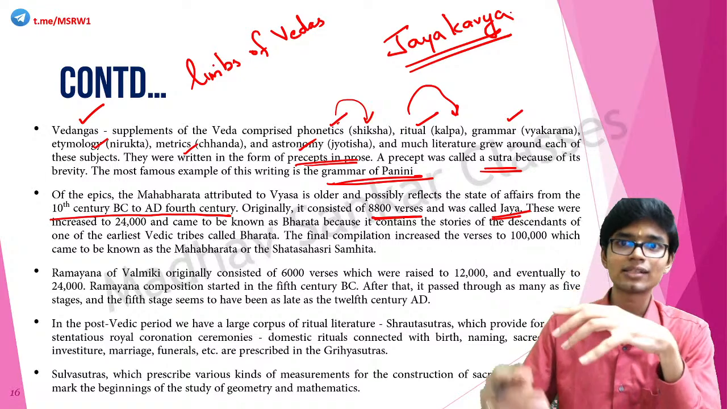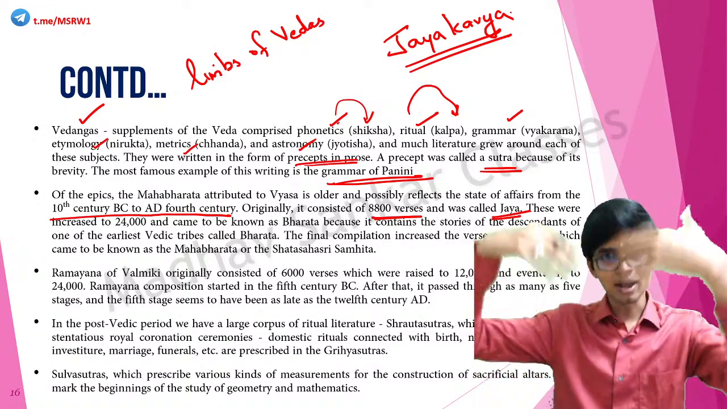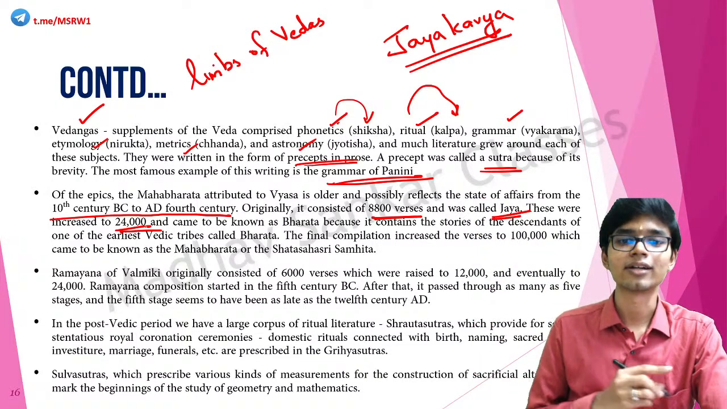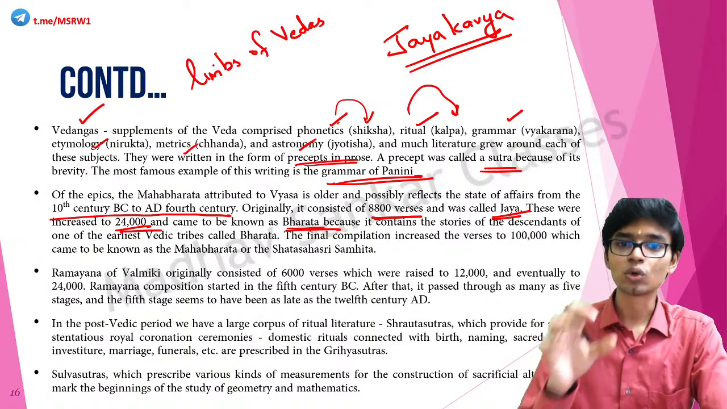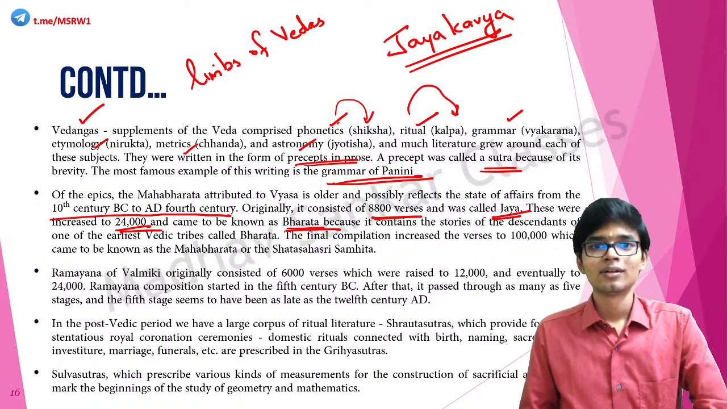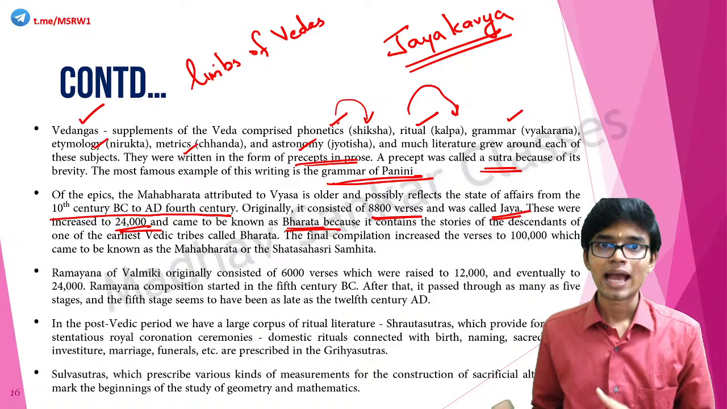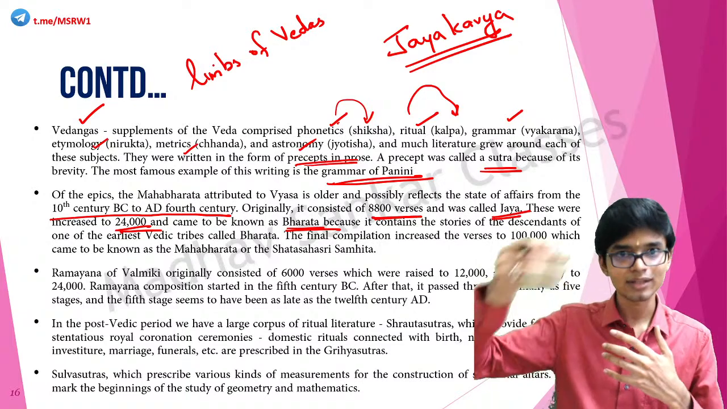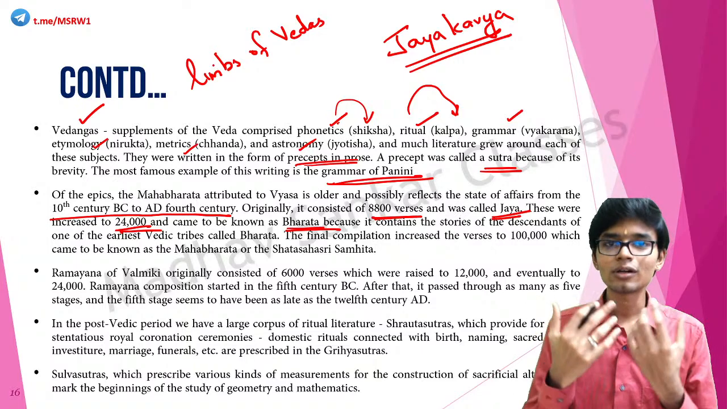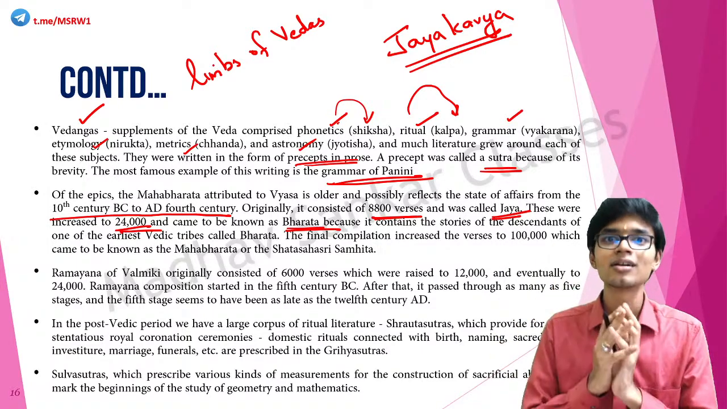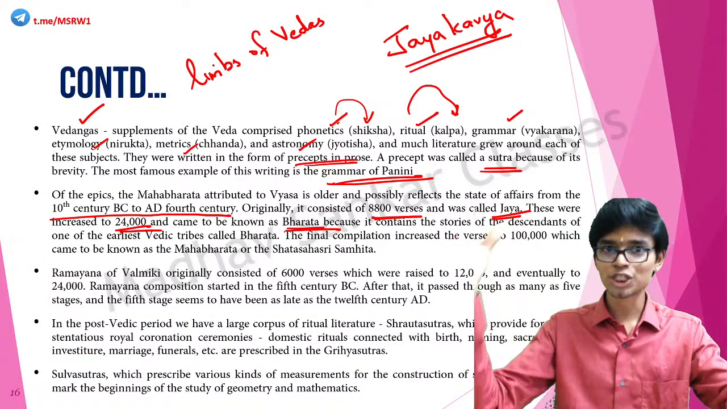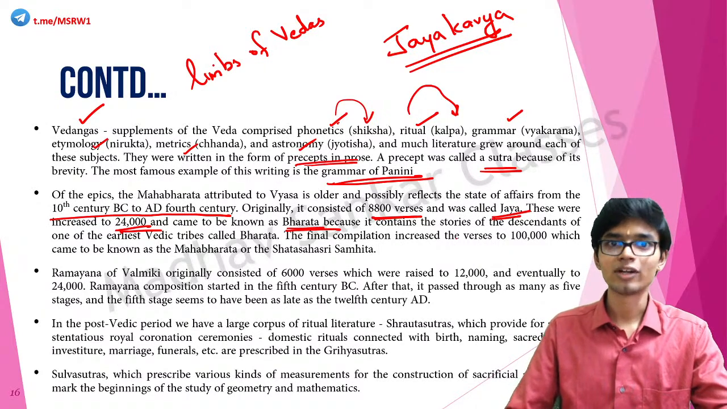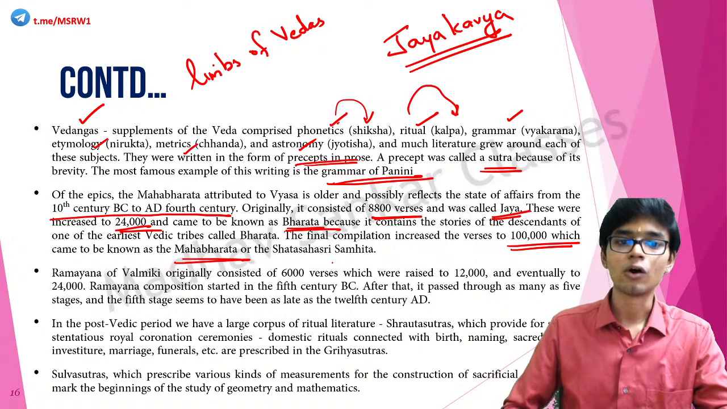Later on, amendments were made to this original text and the number of verses was taken up to 24,000 from the earlier 8,800. Now it came to be known as Bharata, because it deals with the stories of the descendants of the tribe of Bharata. We already talked about the Bharata tribe from which India got the name Bharatavarsha. Since the Kauravas and Pandavas, the Kuru tribe, are the descendants of Bharata, the 24,000 verse Jaya Kavya got the name Bharata. Then this was again extrapolated into a huge epic, commonly known as Mahabharata, which contains around 1 lakh or 100,000 verses and came to be known as Mahabharata or the Shata Sahasri Samhita.